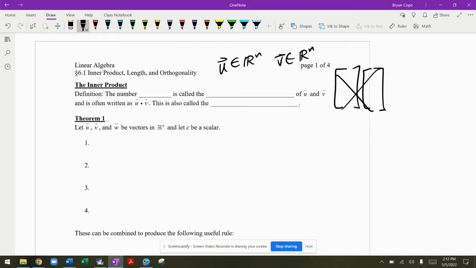So we define this thing called the inner product. The inner product is really just the dot product, and it's defined like this: U transpose times V. That way we really can treat them as matrices. This thing is called the inner product.